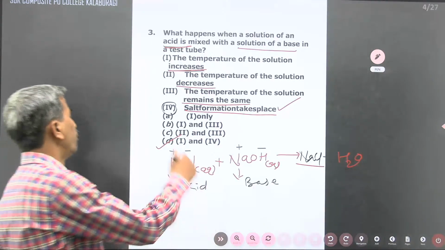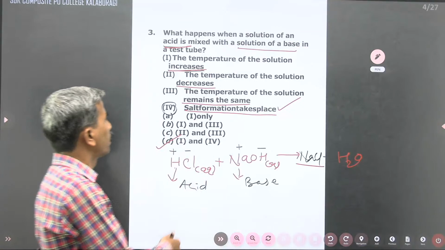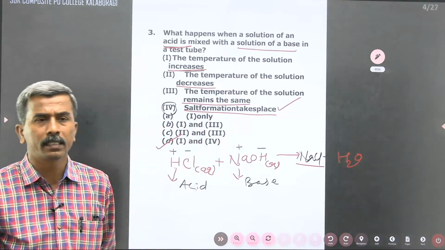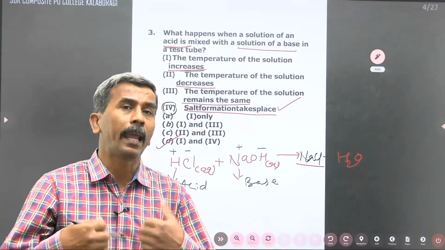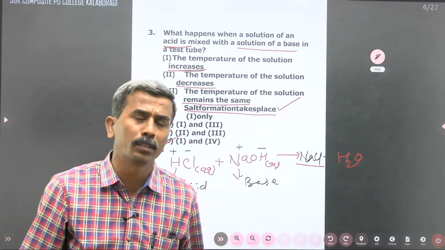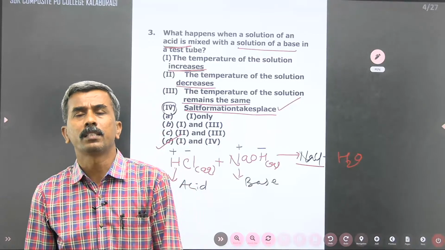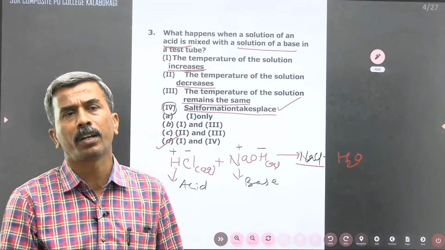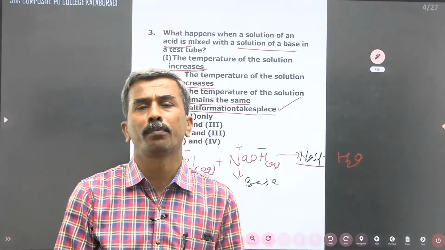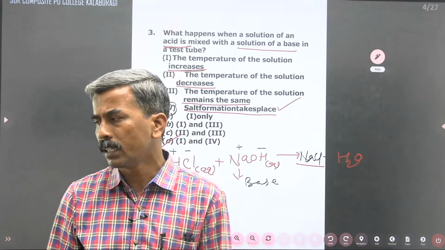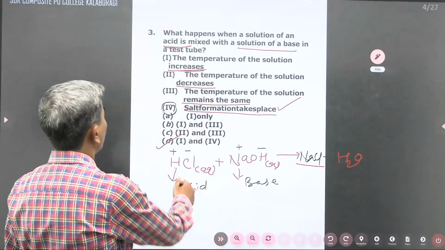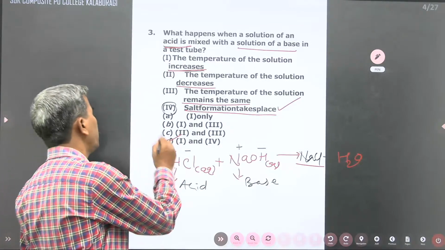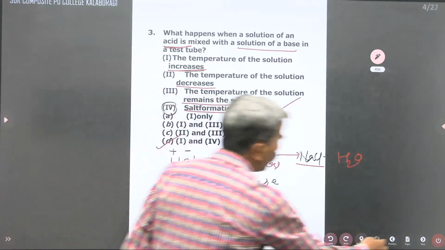Some of you will be thinking that only salt formation takes place, but this reaction between acid and base is an exothermic reaction. The meaning of exothermic reaction is a reaction during which heat is evolved, or given out. Such reactions we call exothermic reactions. So for this question, the fourth option, D, is going to be correct. Moving to the next one.